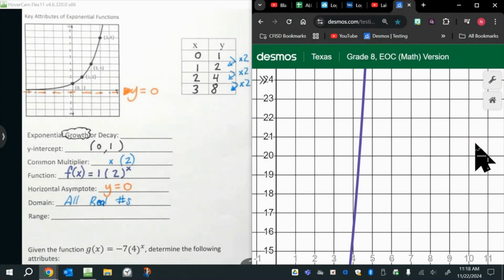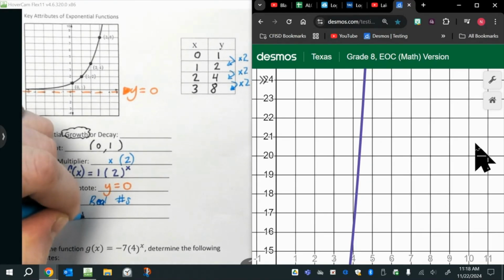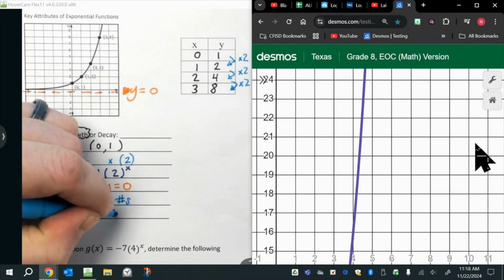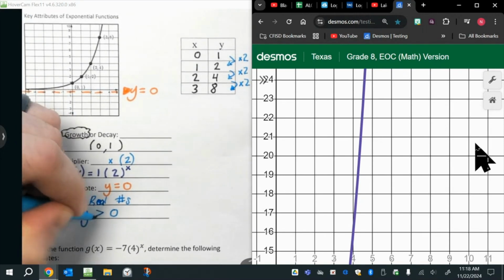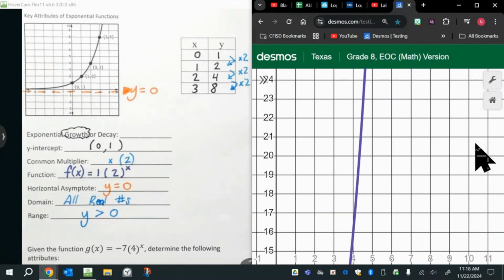Our range, kind of nice. Focus on our asymptote. It's very similar to our asymptote. It's going to be y, but it's strictly greater than 0. All the values that are bigger than 0. Okay, so let's take a look at the next problem.